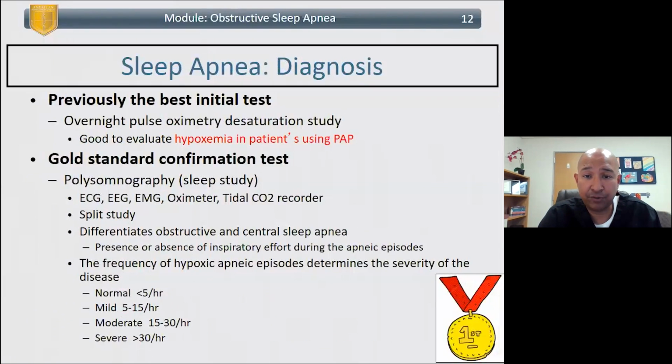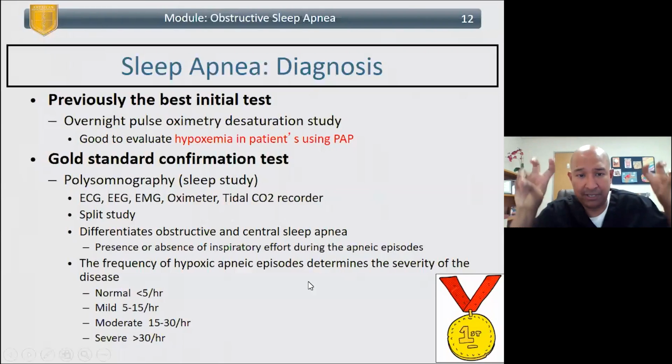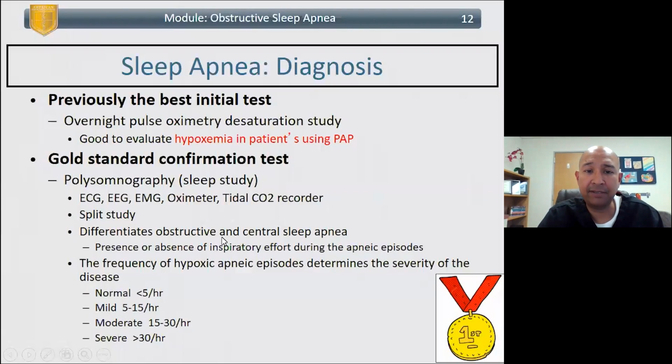When we talk about obstructive sleep apnea, no questions asked, what is the gold standard? It's always going to be polysomnography. In the olden days, the best initial screening test, which we don't do that much anymore, was pulse oximetry. Put a pulse ox on and look for certain patterns of desaturations. But the key thing is if you do pulse oximetry for a screening study, you don't know what's obstructive and you don't know what's central. You're just seeing some desaturations.